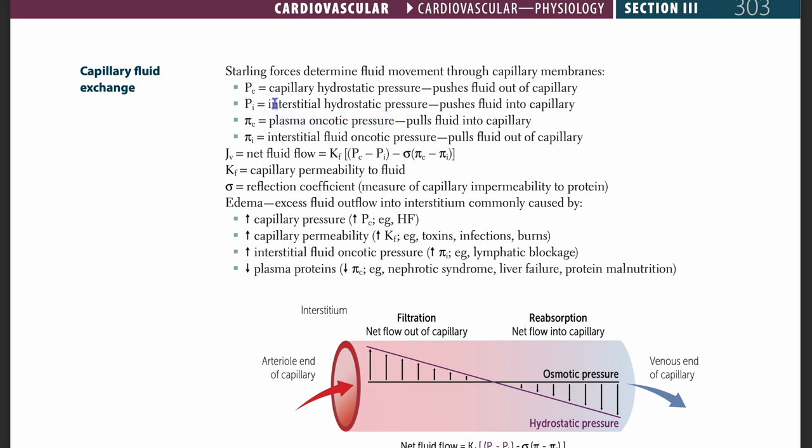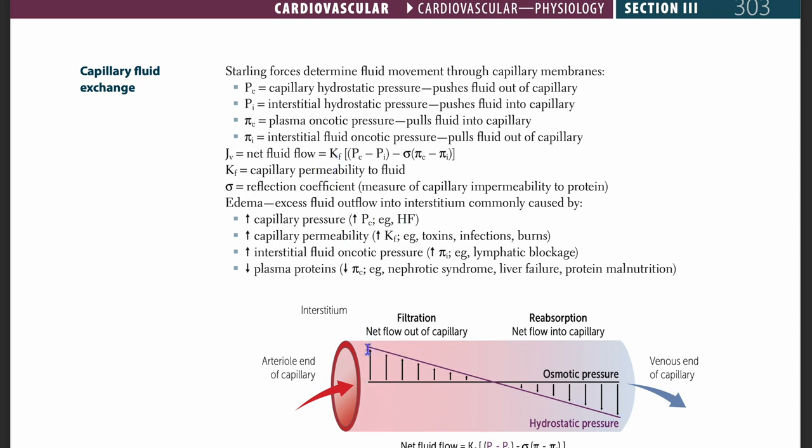Similarly, interstitial is just outside the capillary, so an increase in interstitial hydrostatic pressure moves the fluid into the capillary, and interstitial fluid oncotic pressure moves the fluid out of the capillary, right? So capillary hydrostatic pressure pushes fluid out of the capillary. You have the capillary here, and this is the hydrostatic pressure going outwards.